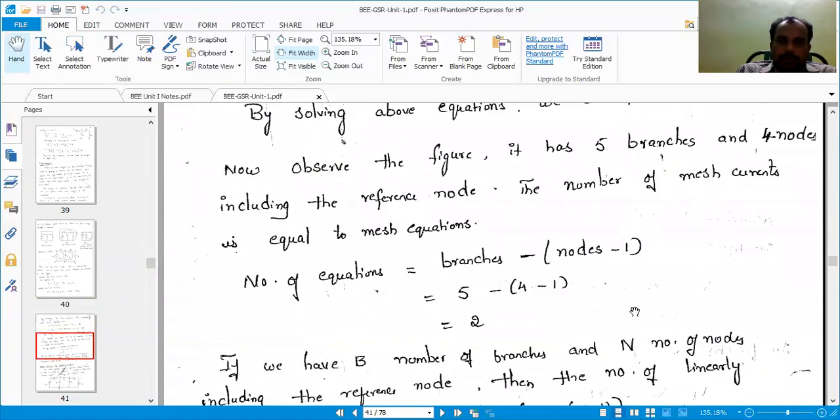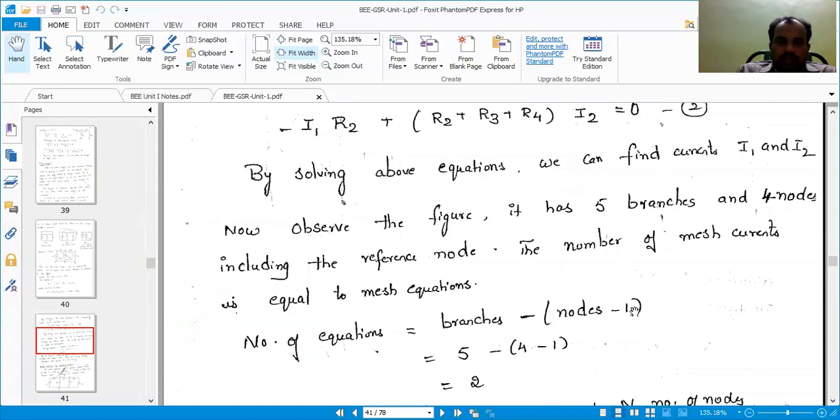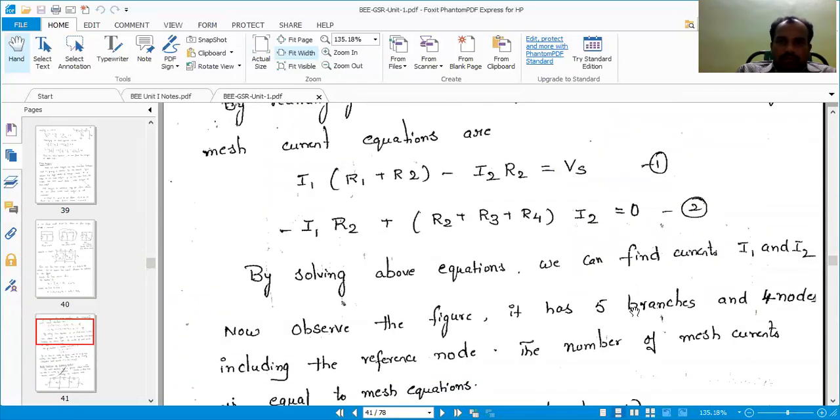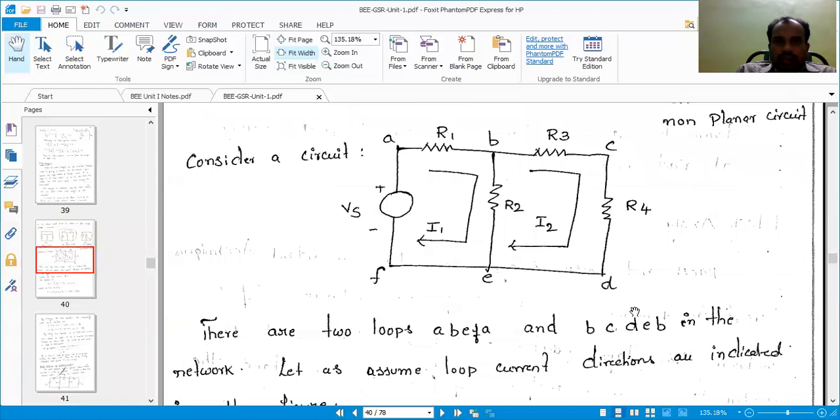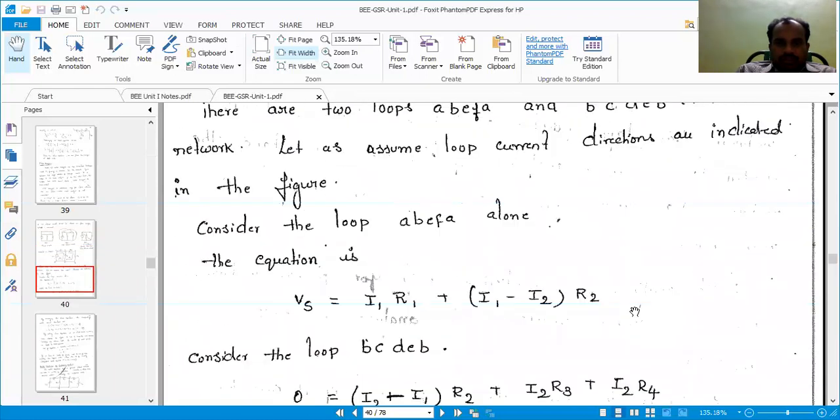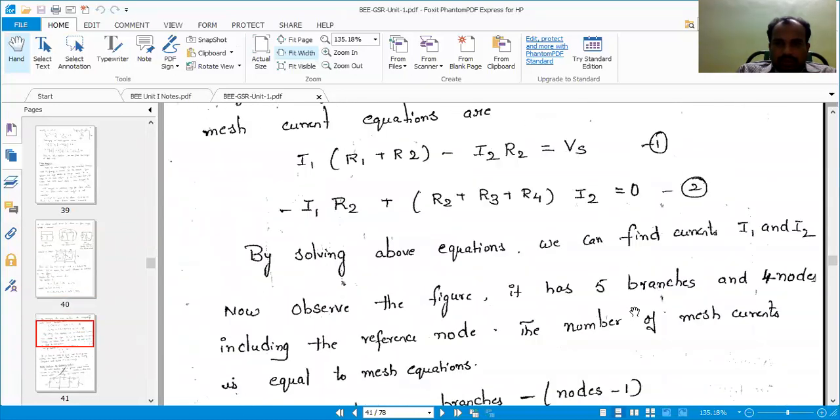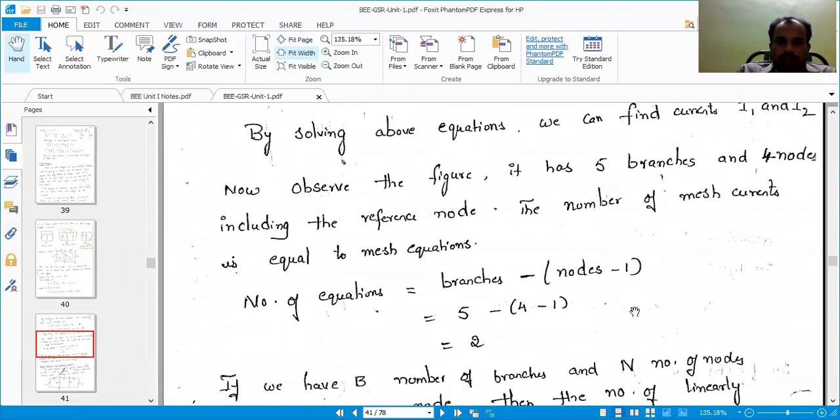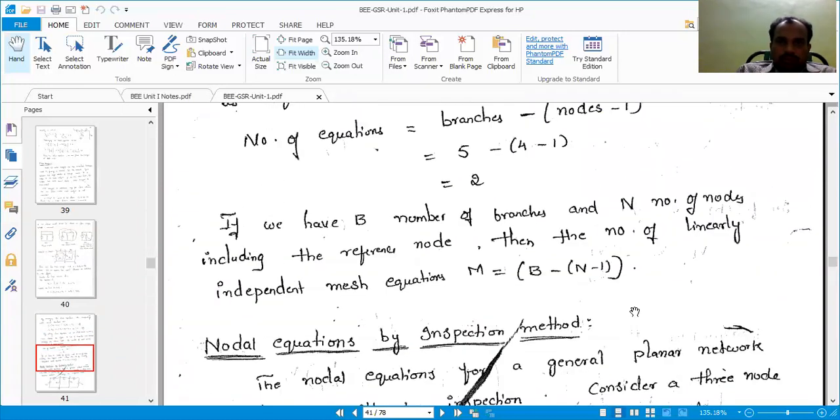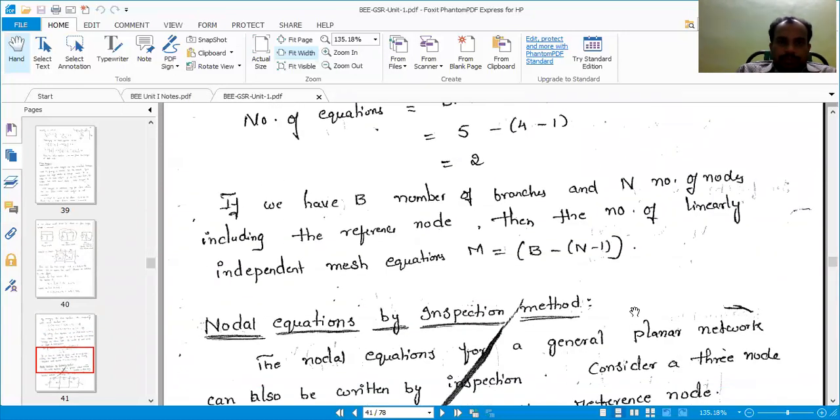We find the two answers. The number of equations in mesh analysis is equal to branches minus (number of nodes minus 1). The number of branches is 5: R1, R3, R2, R4 and Vs. The number of nodes is 4, including the reference node. So the number of equations is 5 minus (4 minus 1), which equals 2.